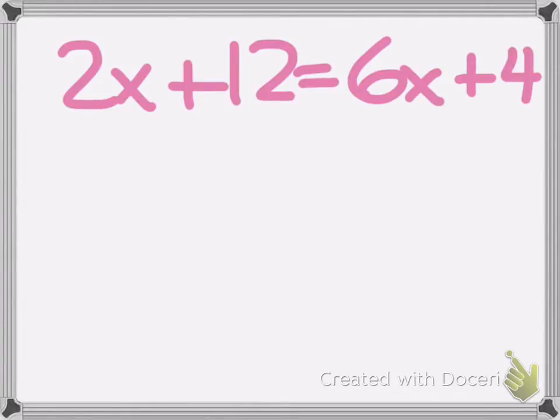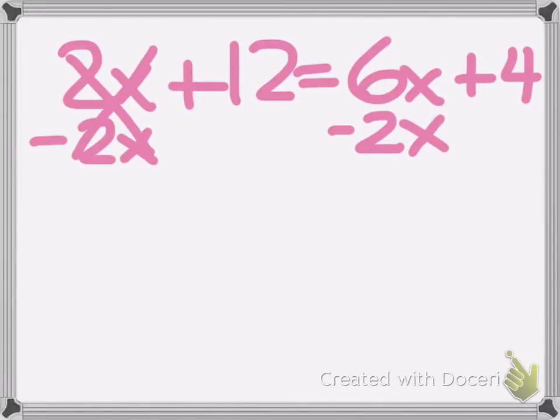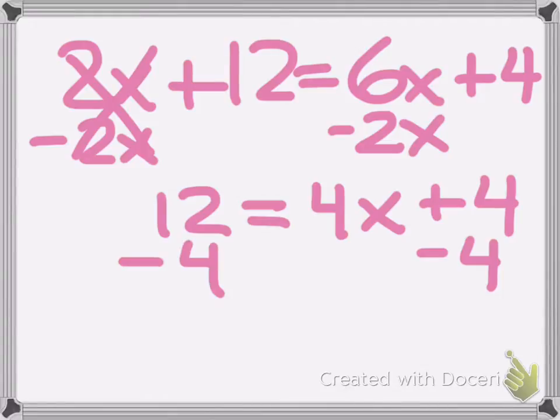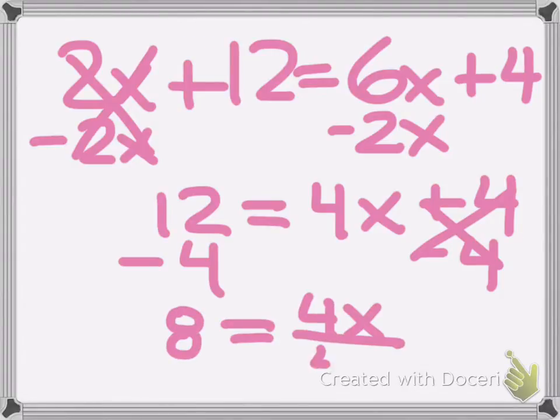And now I can solve for x. So I'm going to combine like terms across the equal sign. So I need to subtract the 2x. I have 12 equals 4x plus 4. And now I'm going to subtract the 4 to combine with this 12. Not the 4 with the x, but the 4 alone. And I get 8 equals 4x. And then I'm going to divide by 4. So x equals 2.